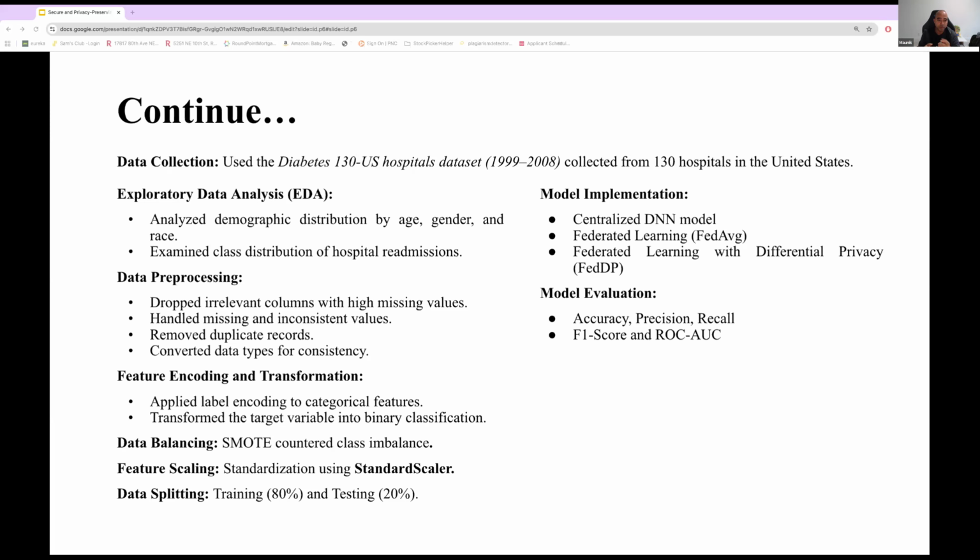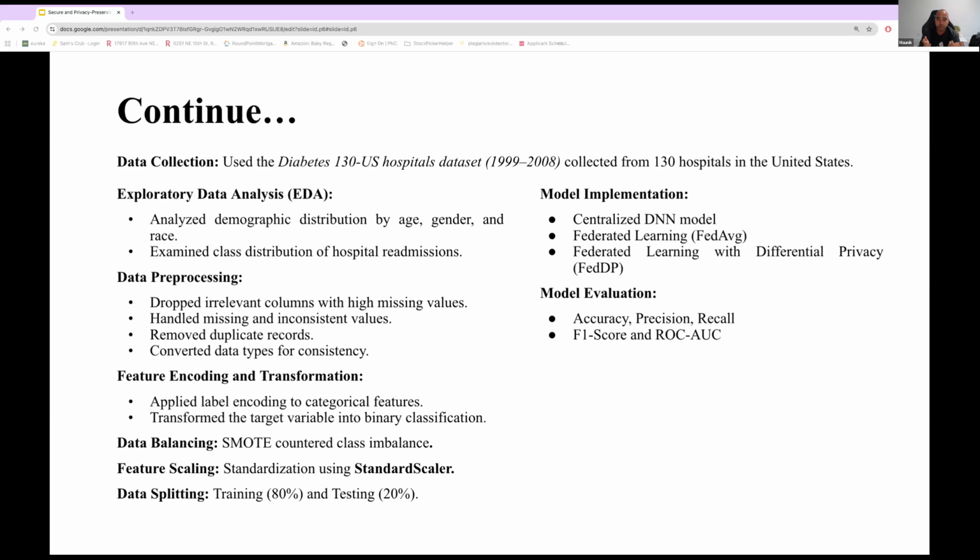The critical step in our pipeline was obviously to address the class imbalance. The raw data was heavily skewed, with only about 11,000 readmission cases compared to nearly 89,000 non-readmissions. So we employed SMOTE to synthetically balance these classes, ensuring our models weren't just biased towards the majority. After standardizing features using a standard scaler and splitting the data into 80-20 training and test datasets, we were ready to implement our models.